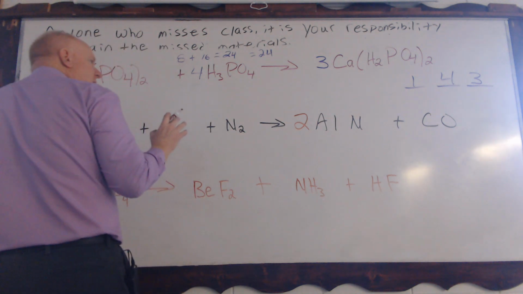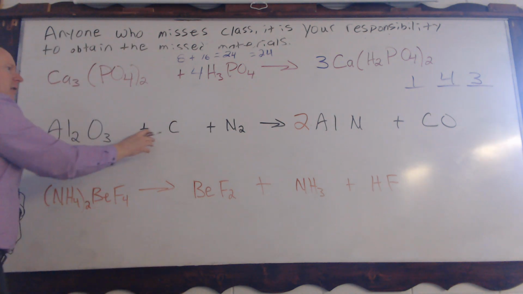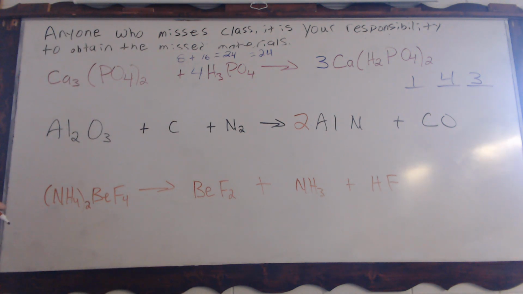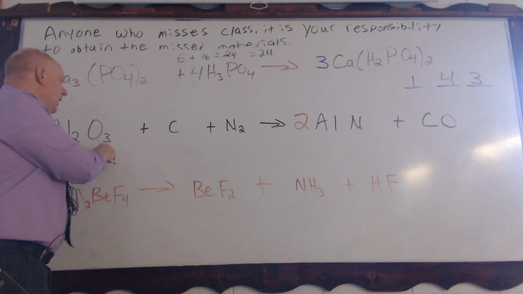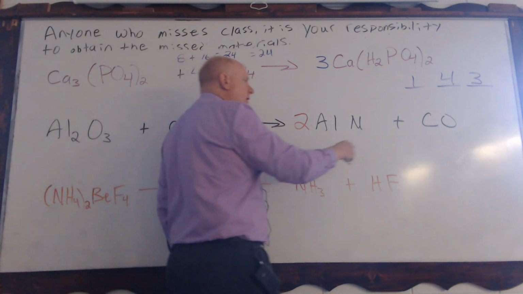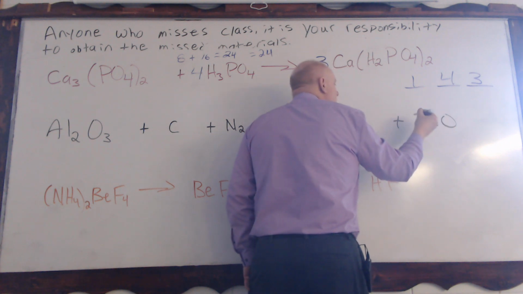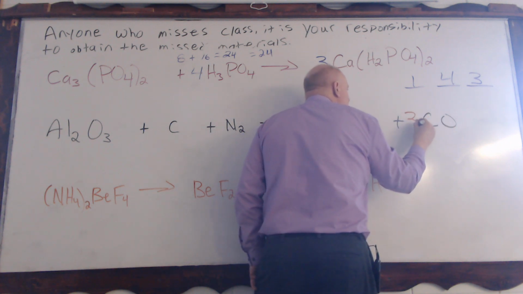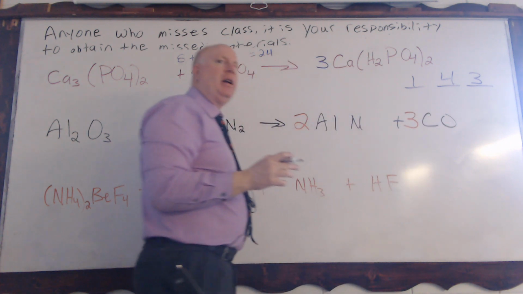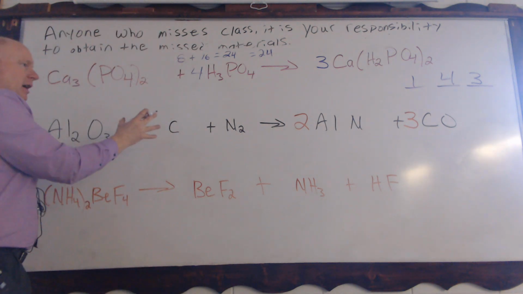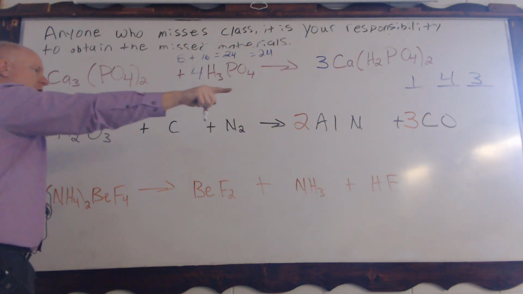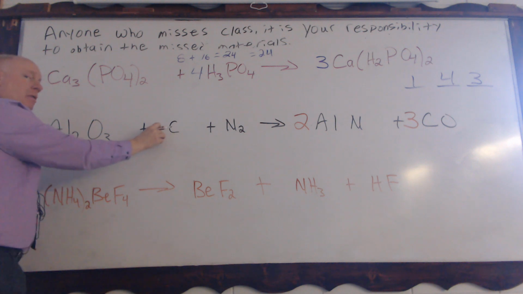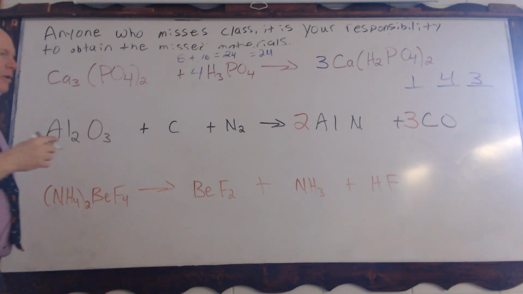So what about our carbons now? We've got 1 on each side, right? Yeah, but you need to get your oxygen. We've got 3 oxygens over here, and how many are on this side? 1. So you need to put 3. Let's try it. Now your oxygens are balanced. Now you've got 3 carbons on that side. Now what about here? You need to put a 3.